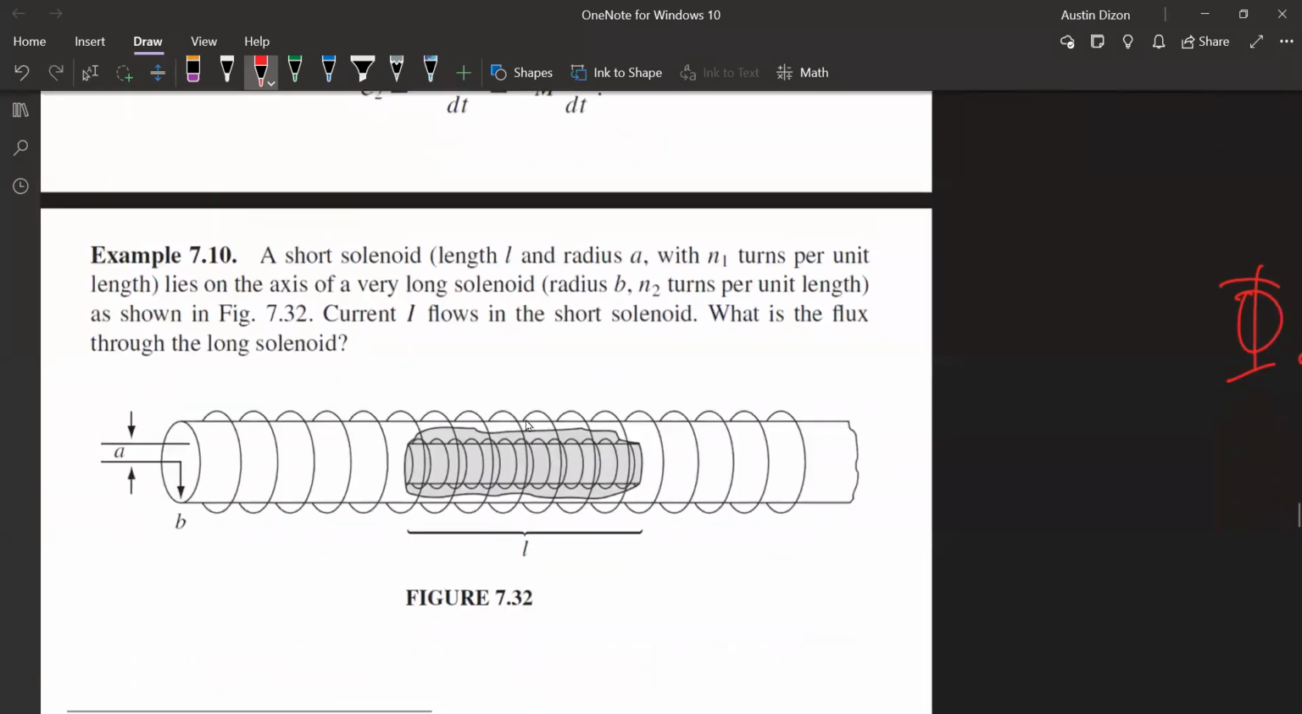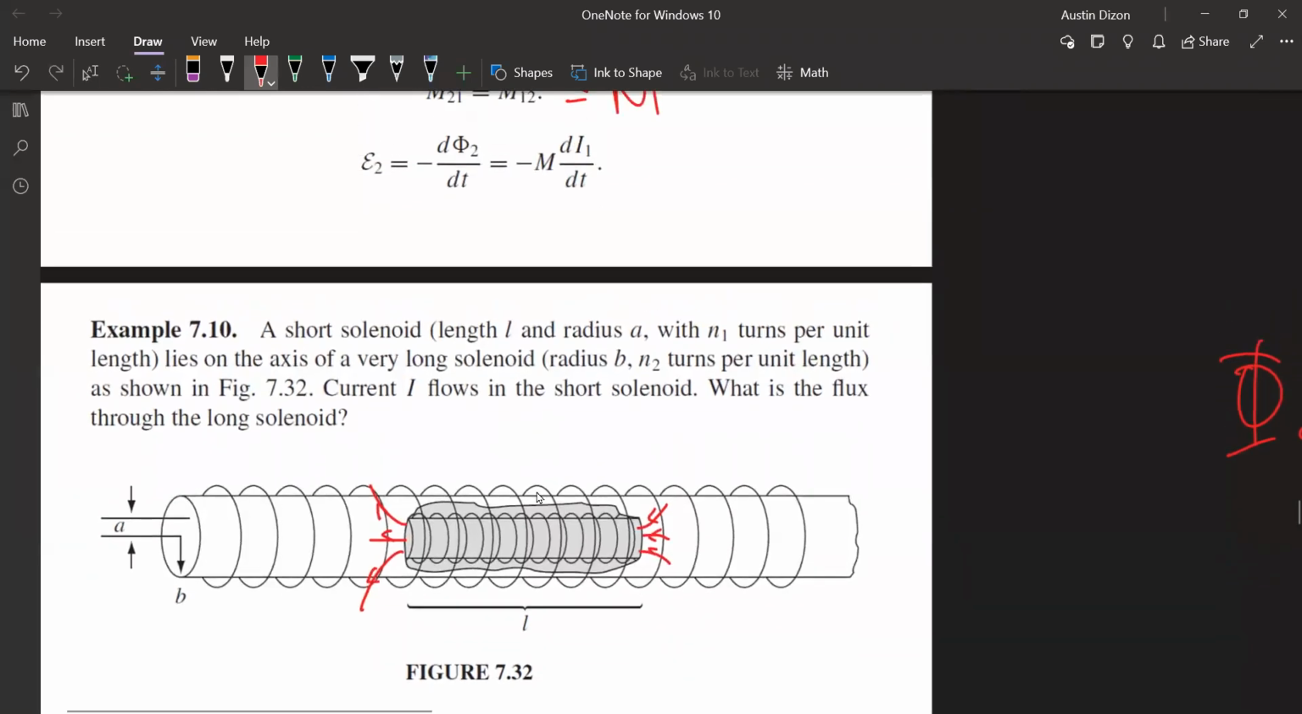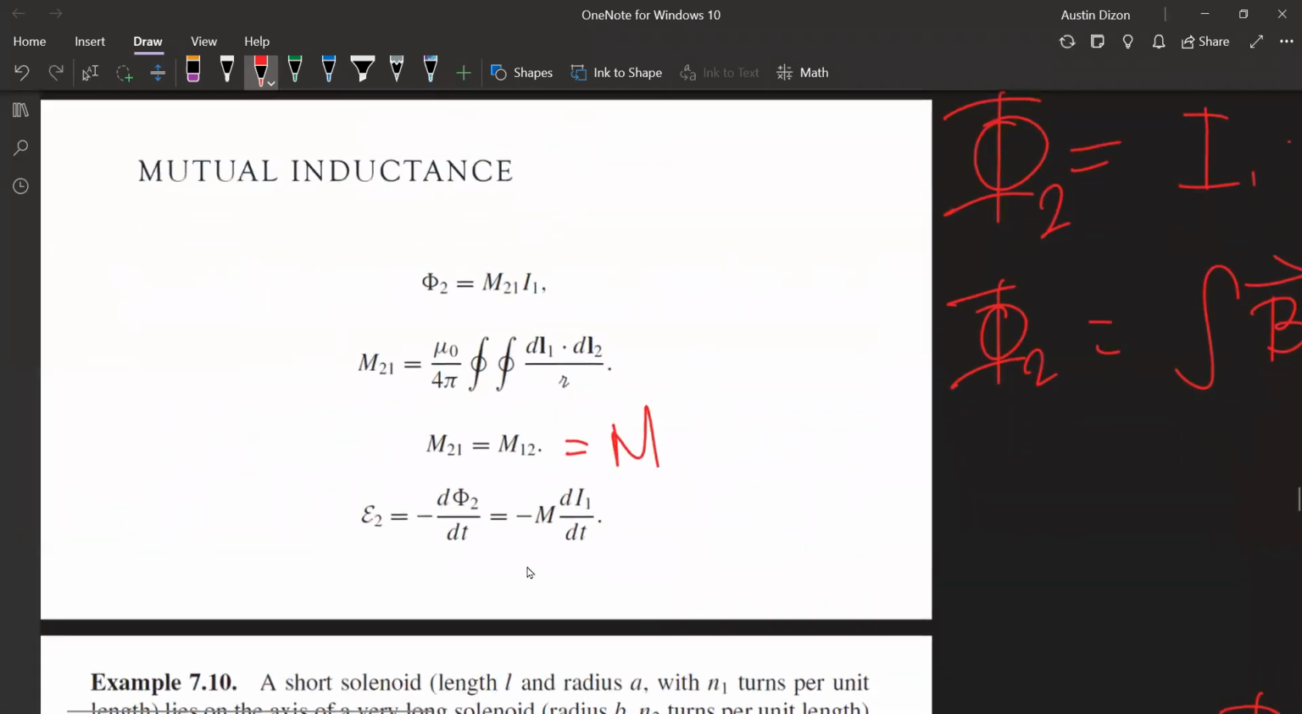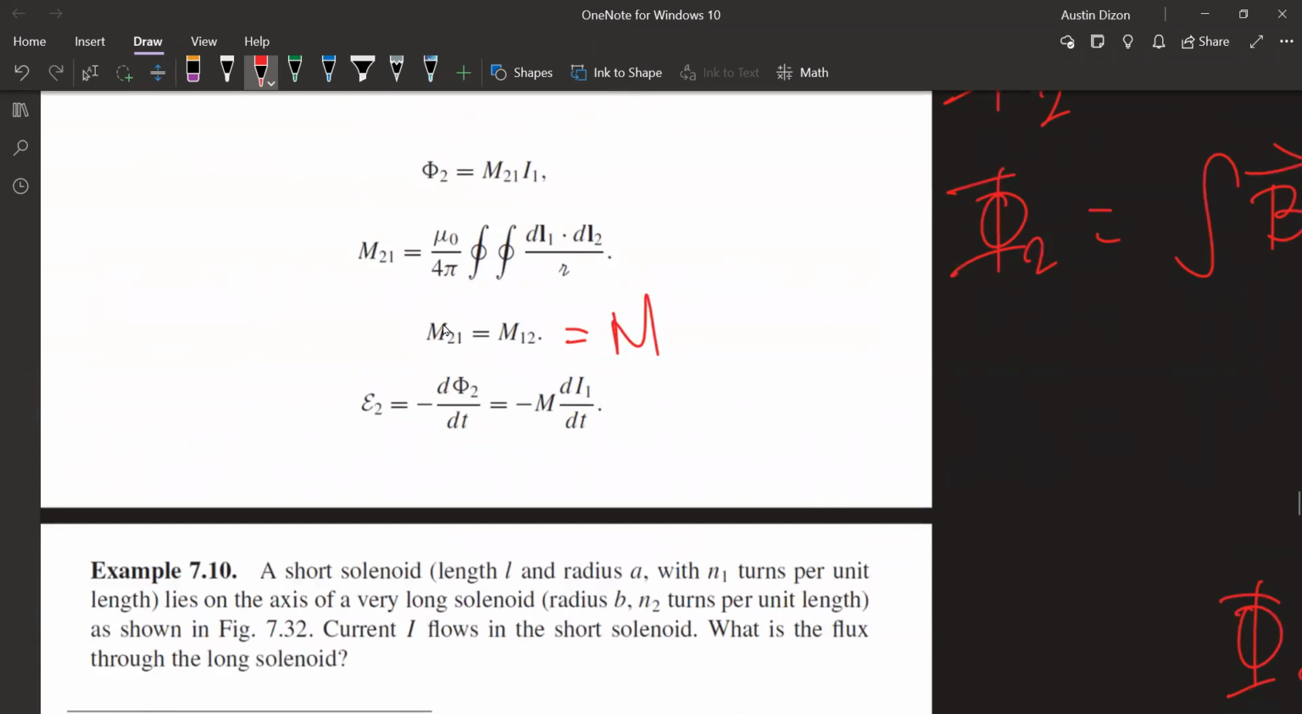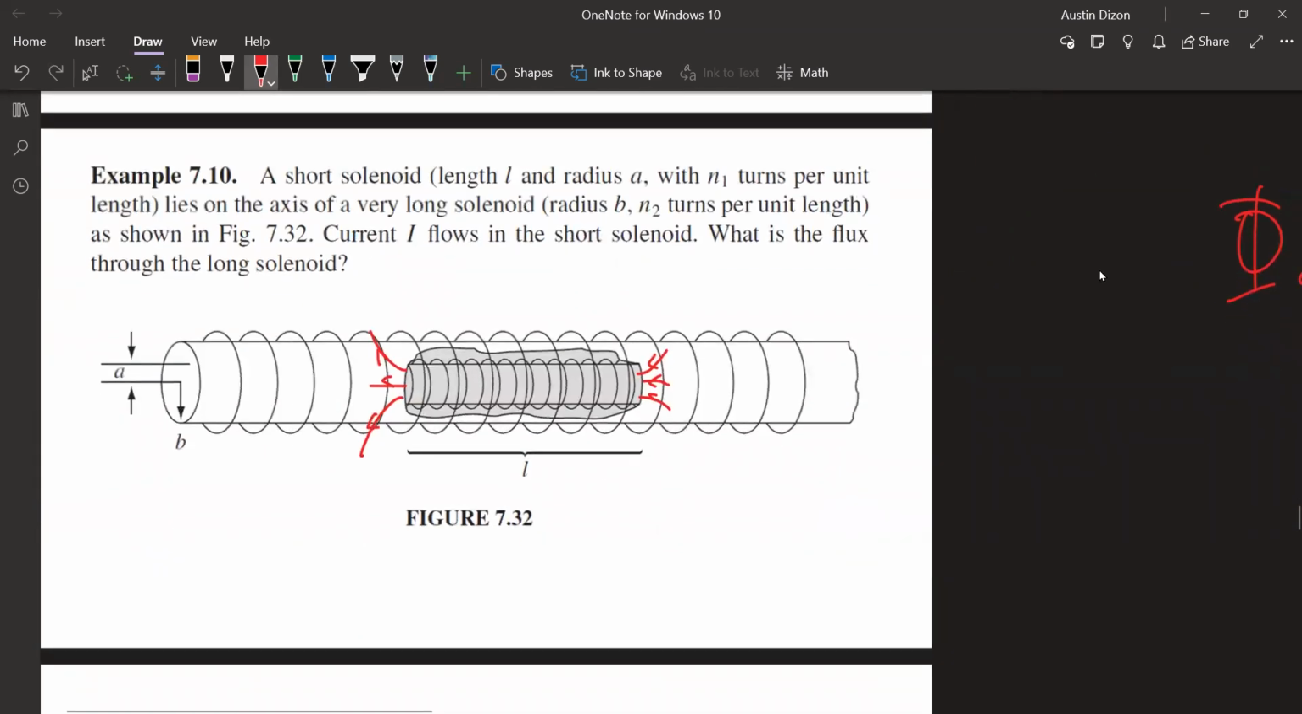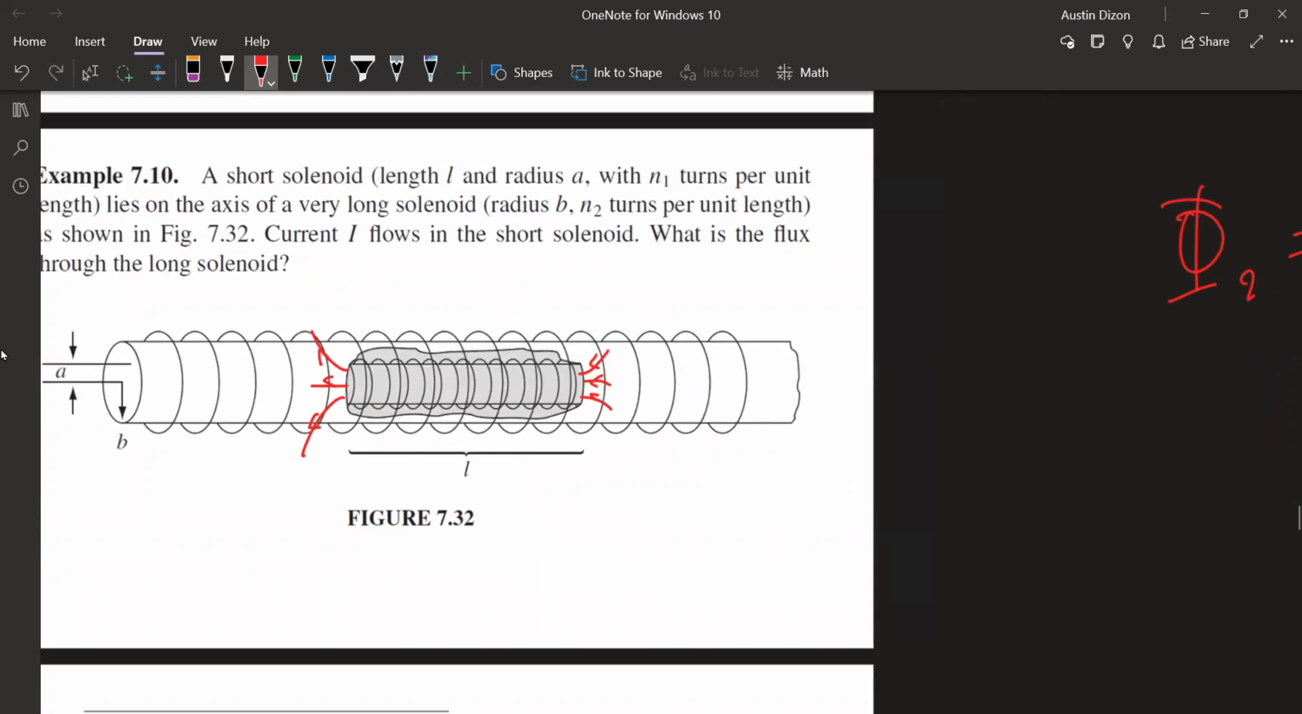If we think about it, the field of the short solenoid is not very simple because it's short, and we don't know that. We only know that the field inside would be some form of a solenoid, but outside, it's very complicated. So how do we do this? It will be hard to use the short solenoid. The good thing is, the mutual inductance, you can swap them. So in essence, you can also swap their fluxes. But how do we do this?